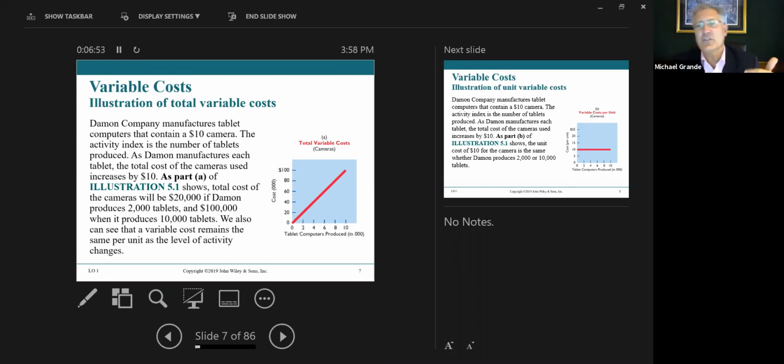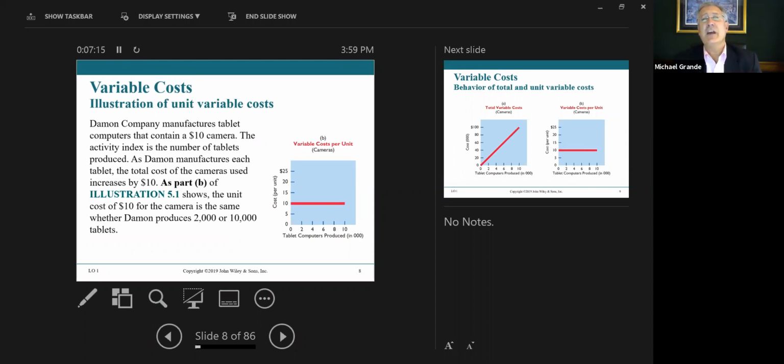This illustration shows total cost of cameras will be $20,000 if Damon produces 2,000 tablets, right? Quantity times price. The quantity, 2,000 tablets. The cost, $10 per camera. Total cost, $20,000.